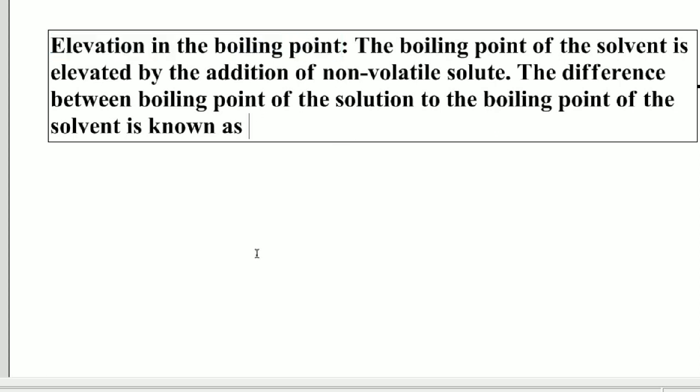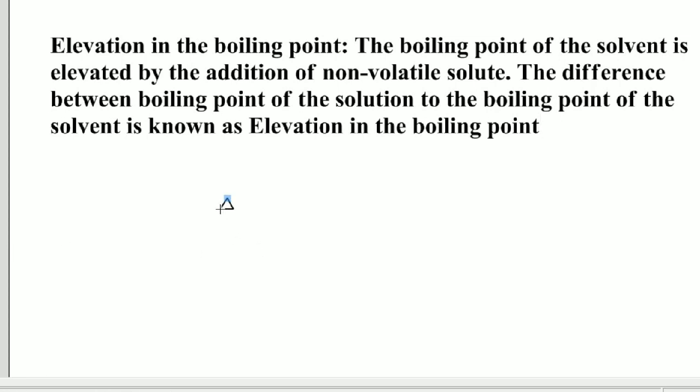Students, in general it is denoted with delta TB. Delta TB is used to denote the elevation in the boiling point. The colligative property elevation in the boiling point is denoted with the symbol delta TB.